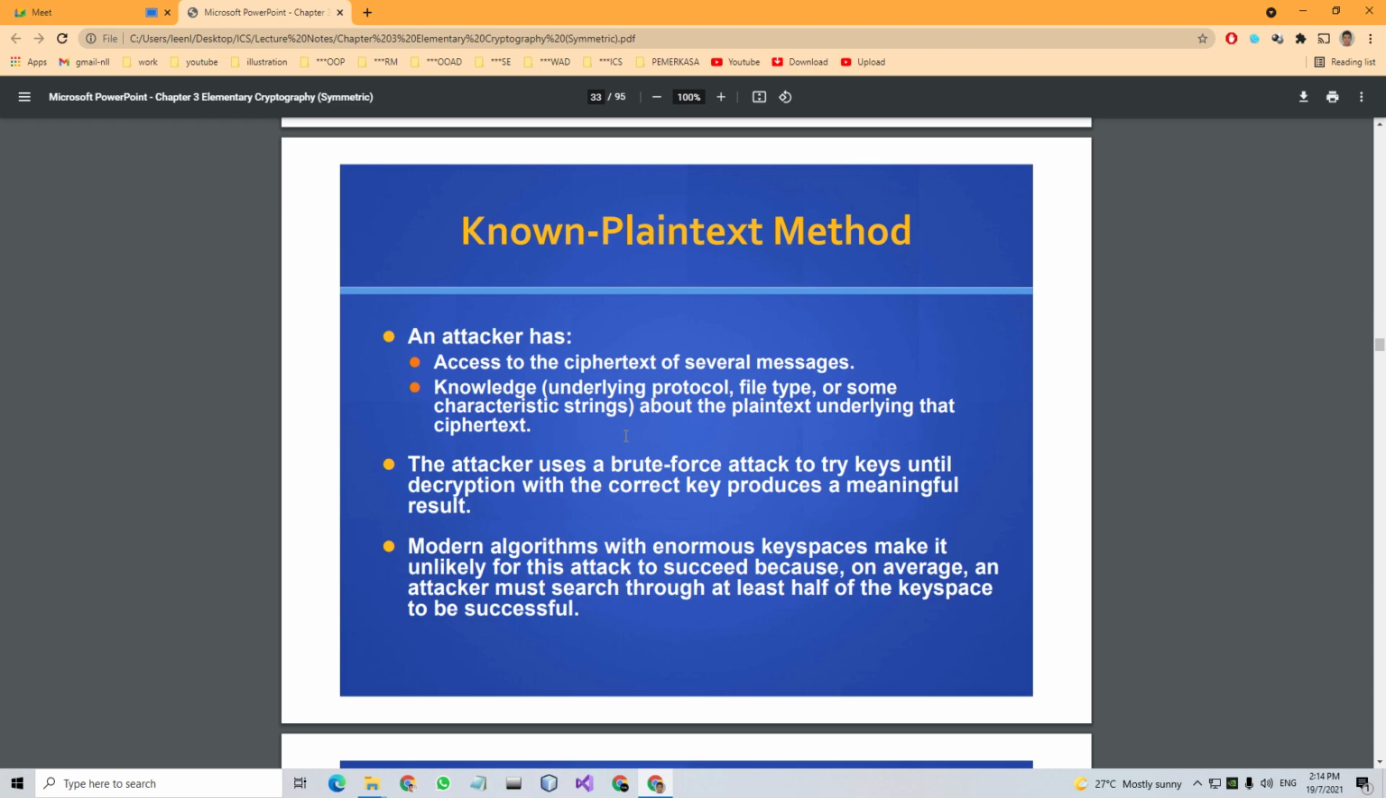How about the chosen plaintext method here? I'll let you read for 1 minute. After that, I'll explain.